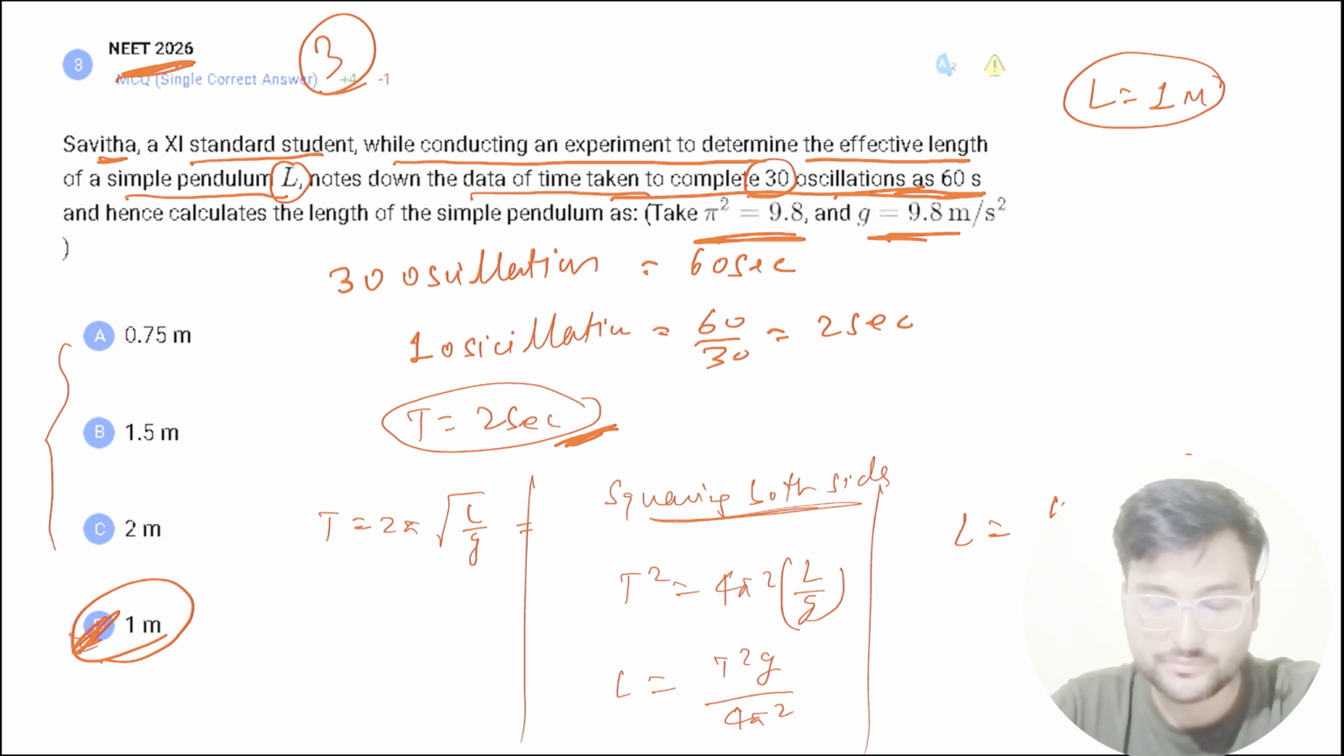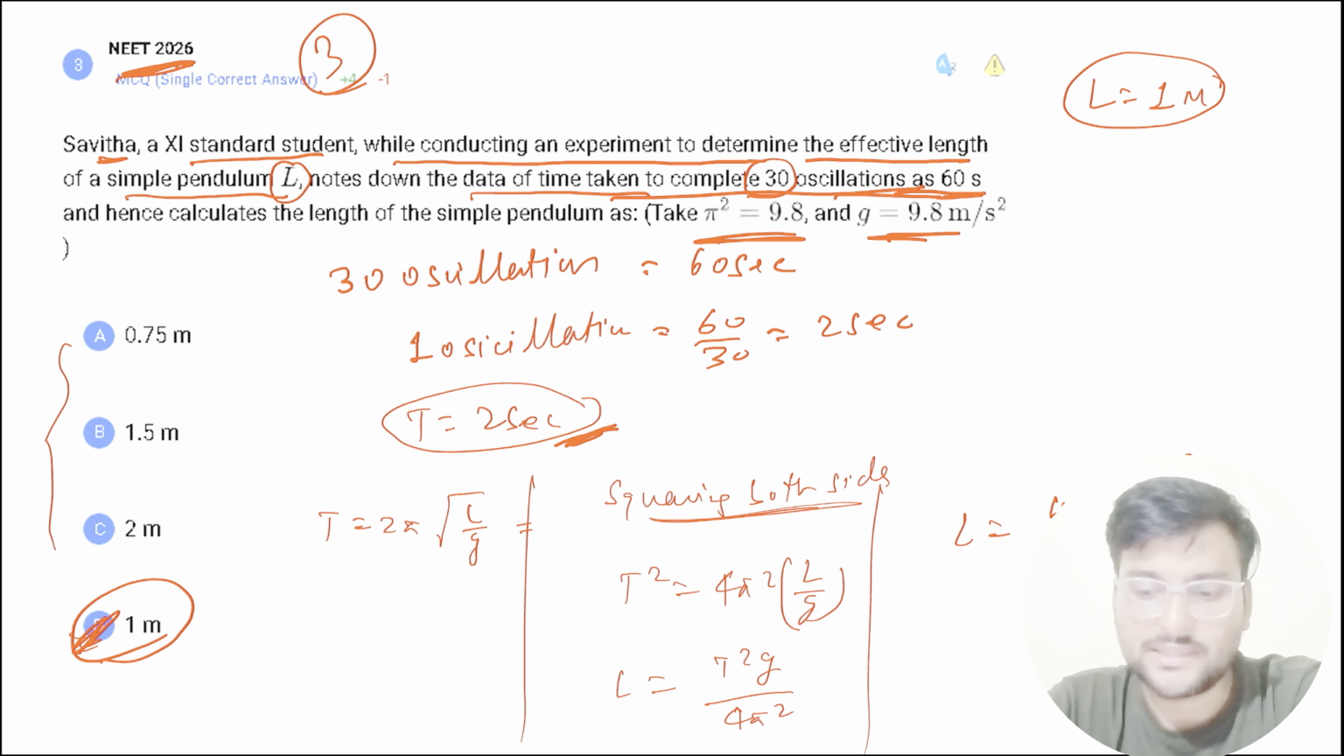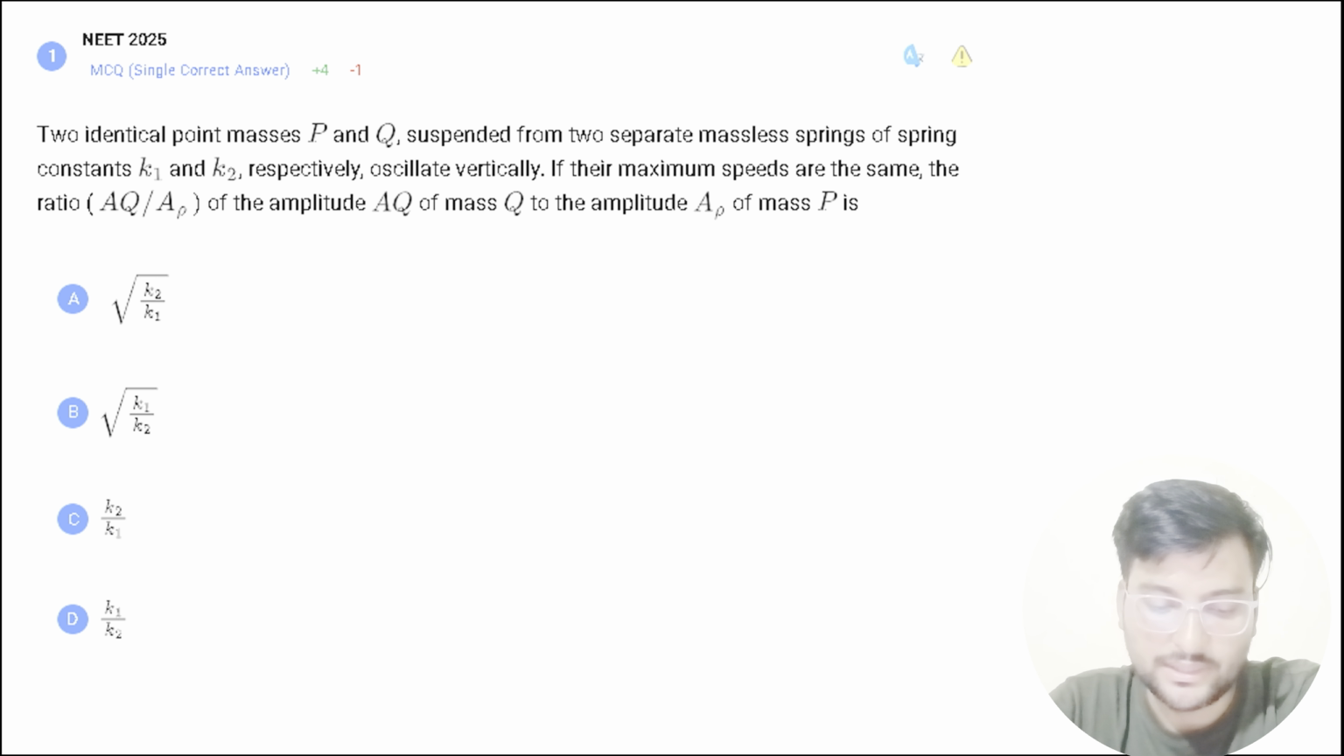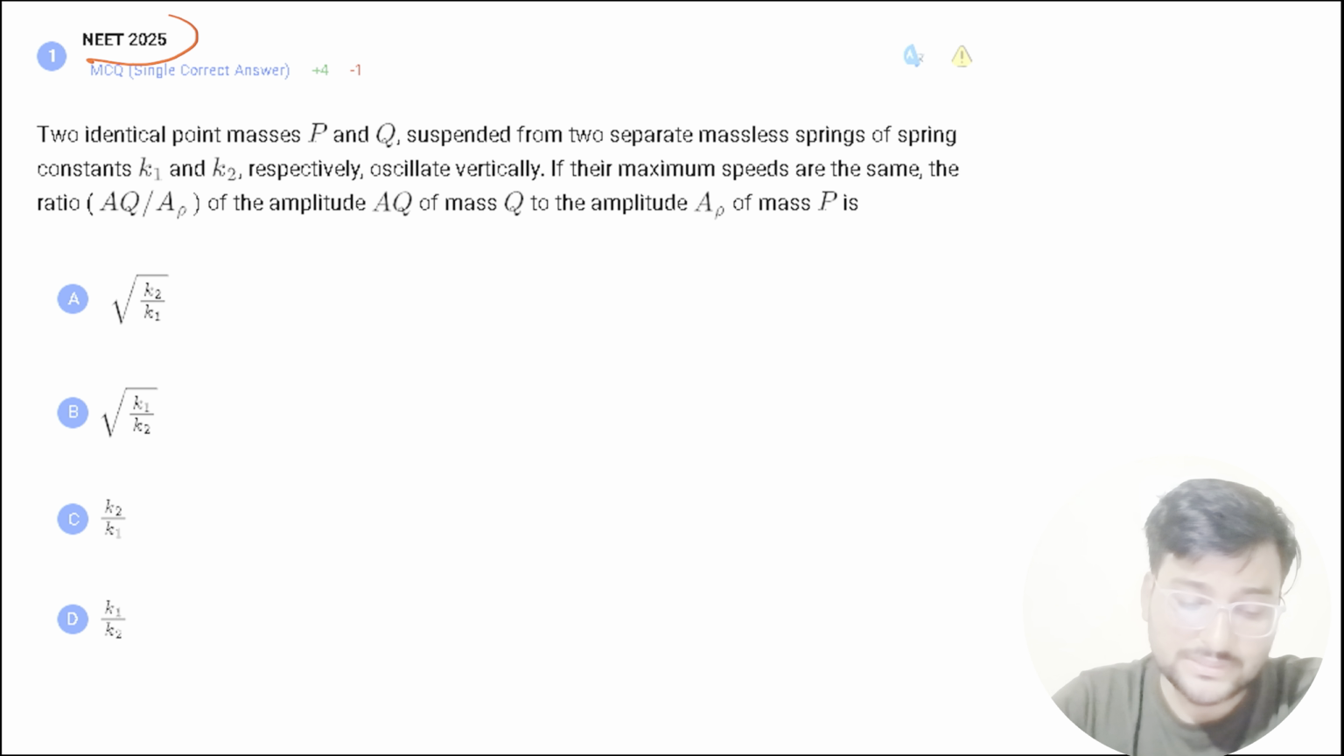Now see, this length of 1 meter is given to you. This is standard data in the question. If any other data is given to you, maybe the length will be changed here. Might be that if the data is something else, then you can change the length also, right? Now see this one question asked in the 2025 NEET examination.